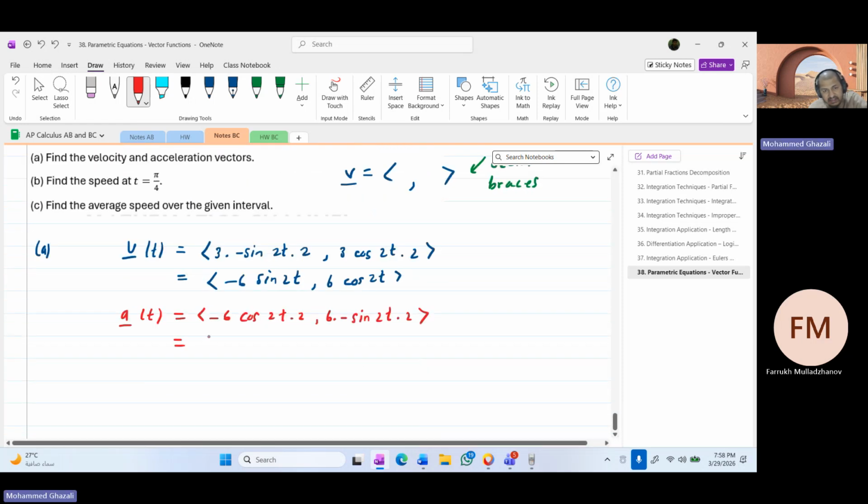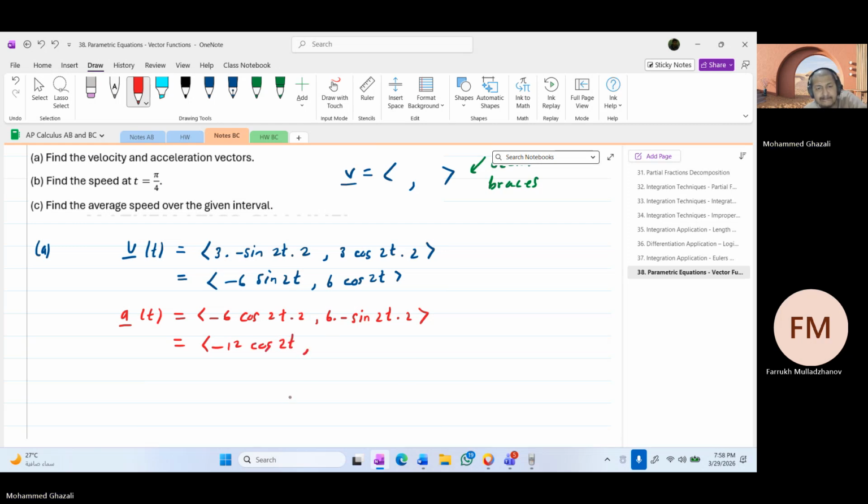So the acceleration vector is minus 12 cos 2t. Both of them became negative. Yeah. And negative 12 sine 2t. Are we good? Yep.